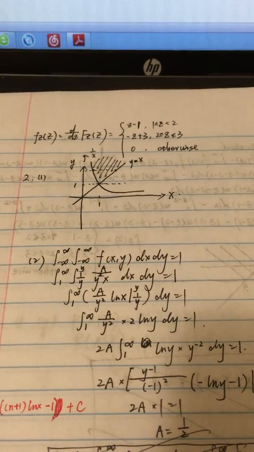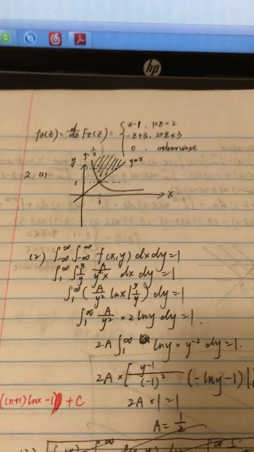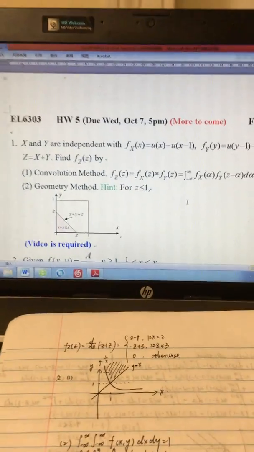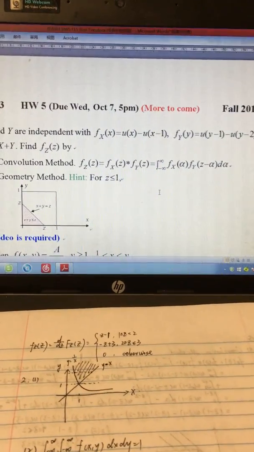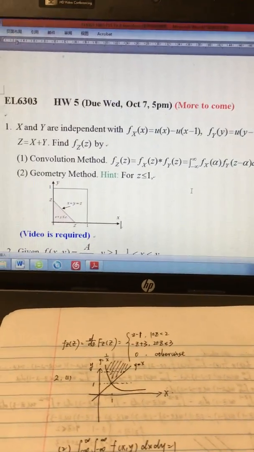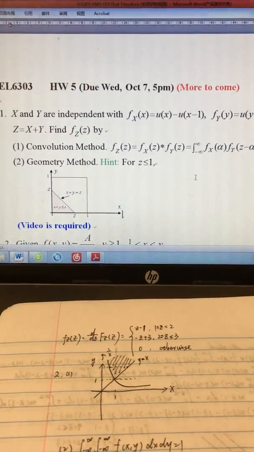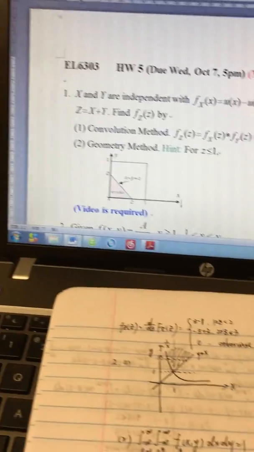Now I'm recording the first two questions of homework 5 of probability and stochastic process. Now let's look at the first question. X and Y are independent with the density functions of X and Y, and Z is equal to X plus Y. Find F_Z by first the convolution method and second the geometric method.